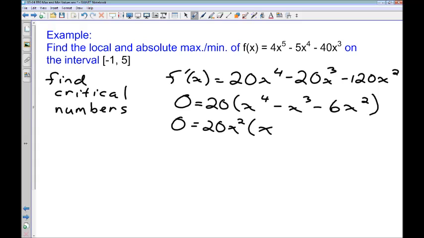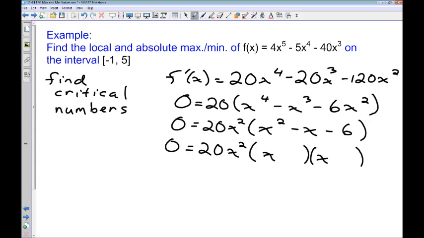Why do we factor out x squared? The lowest power of x that we see. x squared minus x minus 6. And then we hope that that trinomial is going to factor. Lo and behold, it does. We are going to get x, 3, 2. The 3 has got to be negative and the 2 has to be positive.